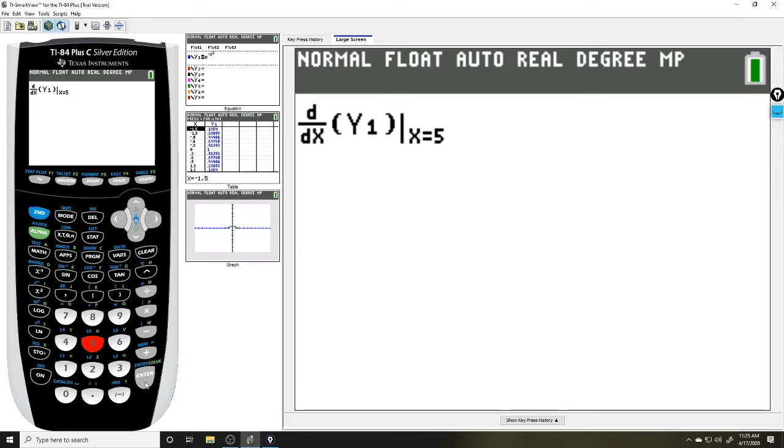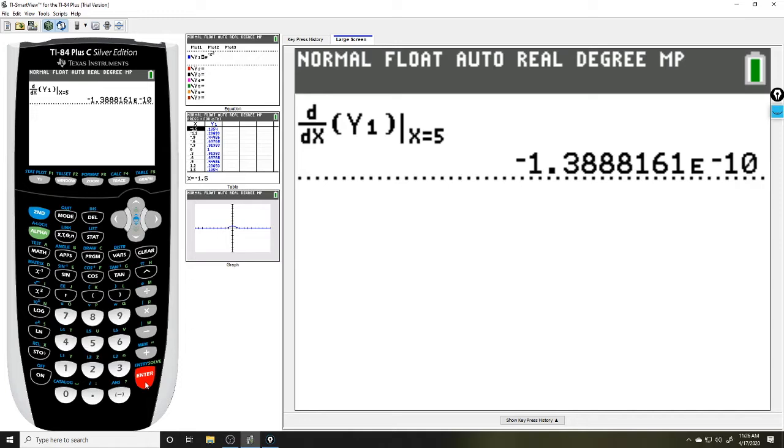And if you don't have it stored in y1 and you just want to put the function in, then you can still put the function in. You could put e to the negative x squared where I have y1, and that'll work too. Oh, it's a really small value. It's almost 0. And I can do the same thing.